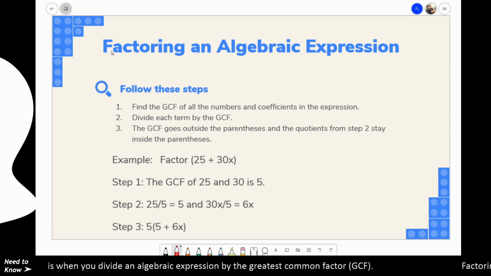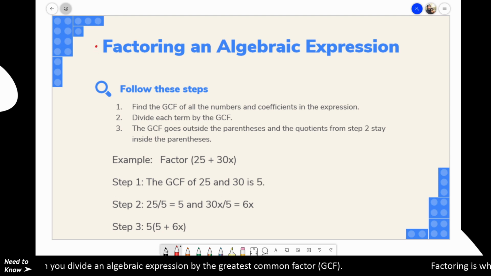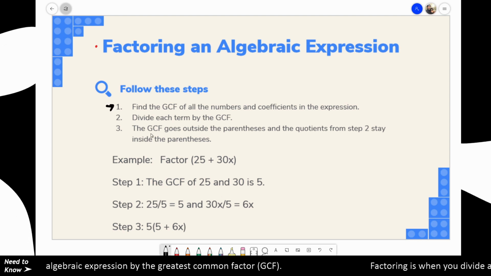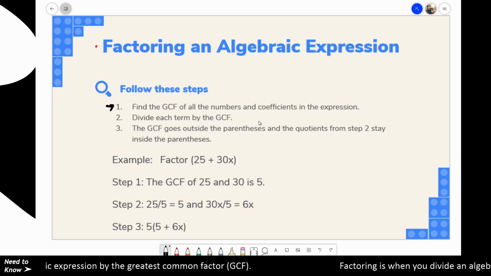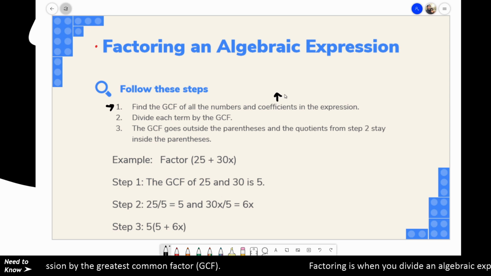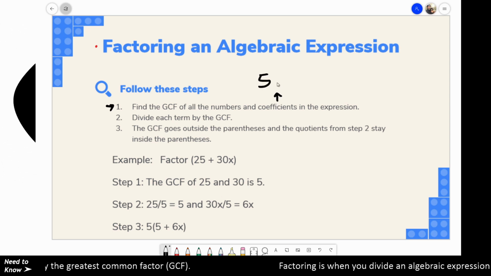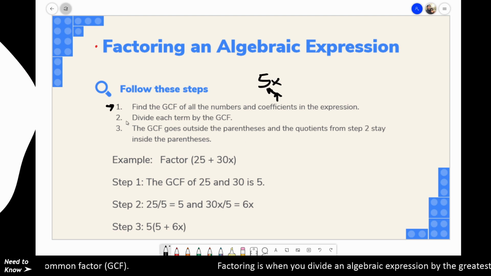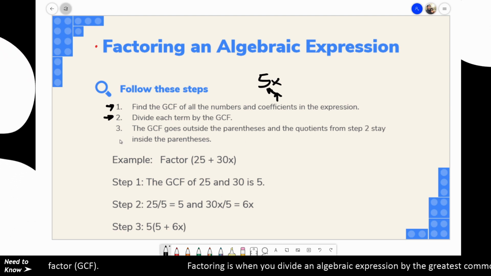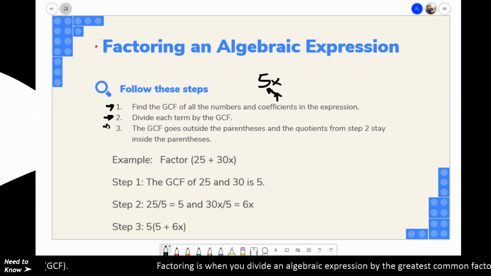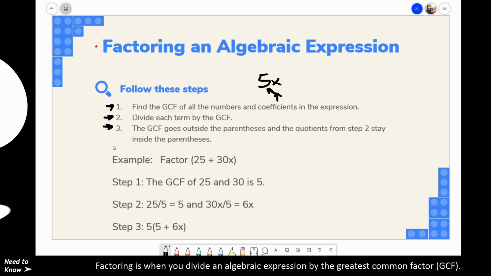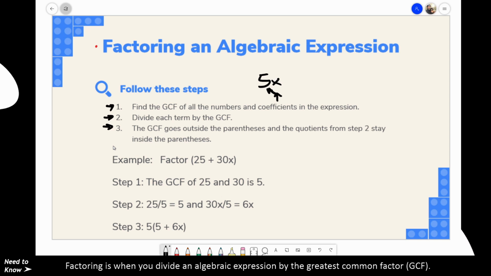Now let's factor an algebraic expression. So these are the steps we're going to follow. They're the exact same as before. Step 1, we're going to find the GCF of the numbers and coefficients. Remember, coefficients are the numbers in front of the variables. So in like 5x, 5 right here is the coefficient. Then we divide each term by the GCF. The GCF goes outside the parentheses, and the quotients from the division in step 2 stay inside the parentheses.